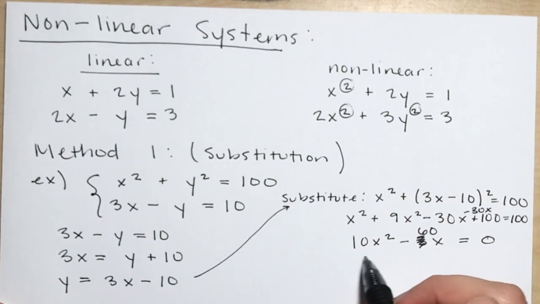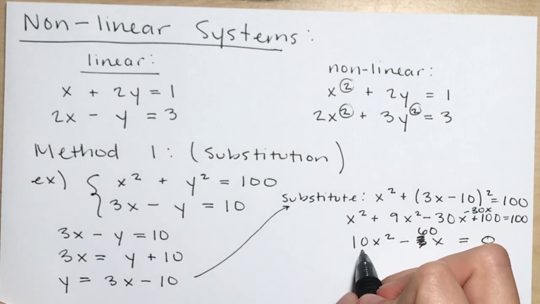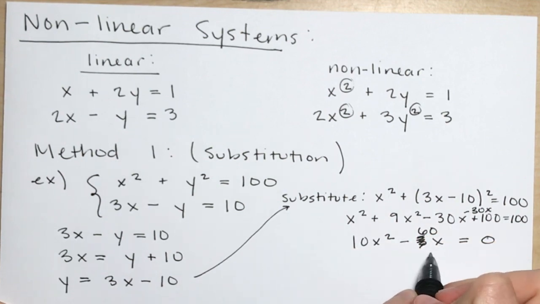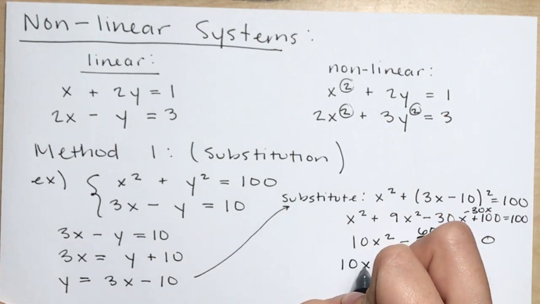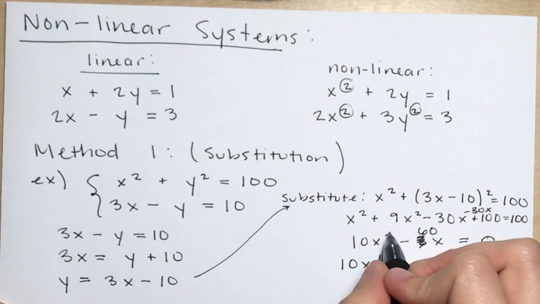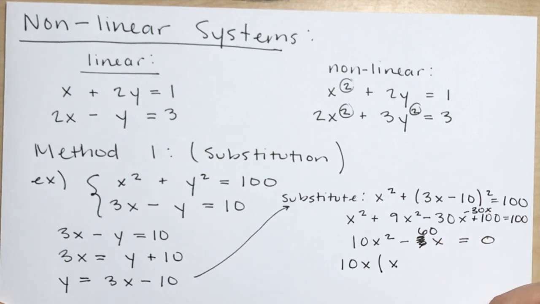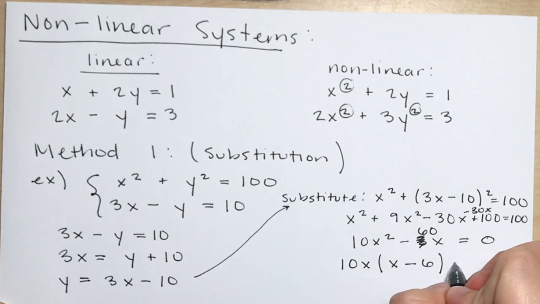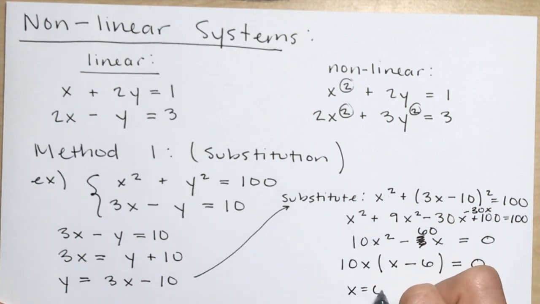All right, what do these two terms have in common? Well, we can pull out definitely an x and also a 10. If I pull out 10x, what's left over here? Well, just x. What's left over here? Minus 6. Again, I can set each of these factors equal to 0. I get x equals 0 and x equals 6.